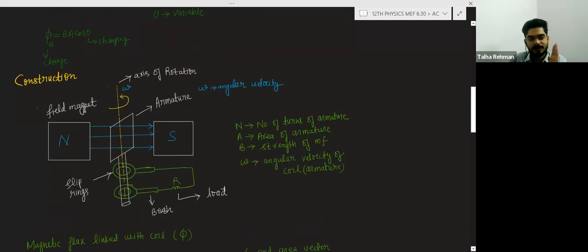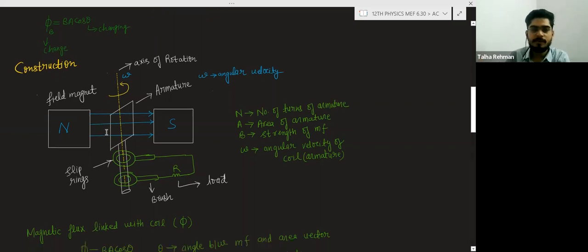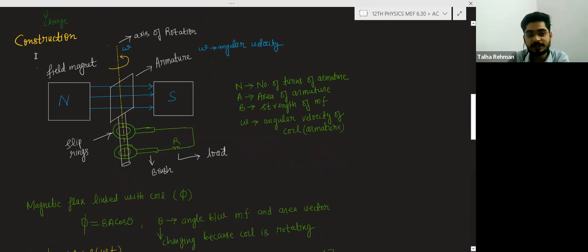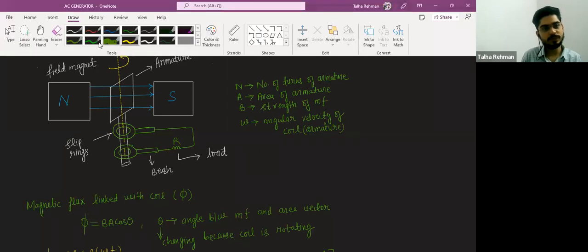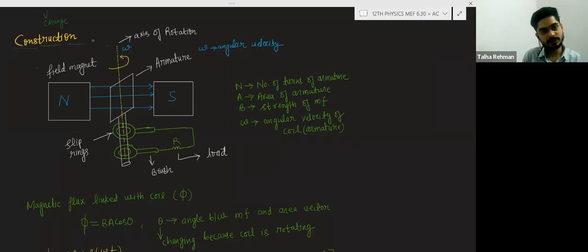So in exam, if you draw this, I think you will get full marks. But you have to write all the things: what is field magnet, where is the field magnet, and slip rings, brush, load, armature. This is the construction of AC generator.